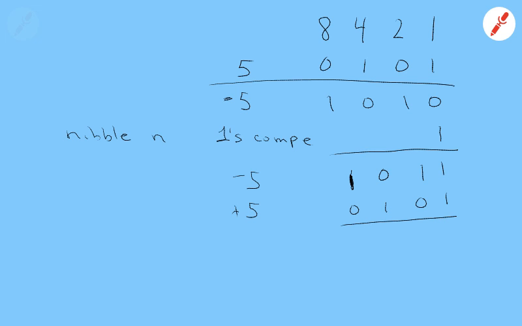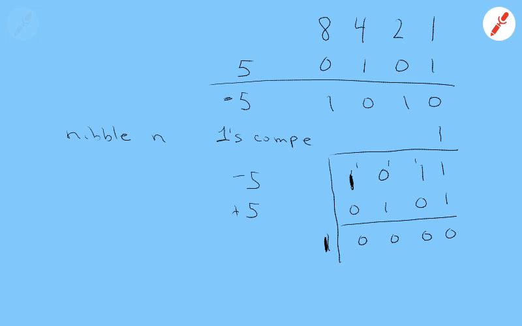Okay, let's add these together. 1 plus 1 is 2, which in binary is 0, carry the 1. 1 plus 1 is 0, carry the 1. 1 plus 1 is 0, carry the 1. 1 plus 1 is 0, carry the 1. But we've only got 4 bits to work with. So this bit out here fell off on the floor, and we have 0, 0, 0, 0, which is 0.